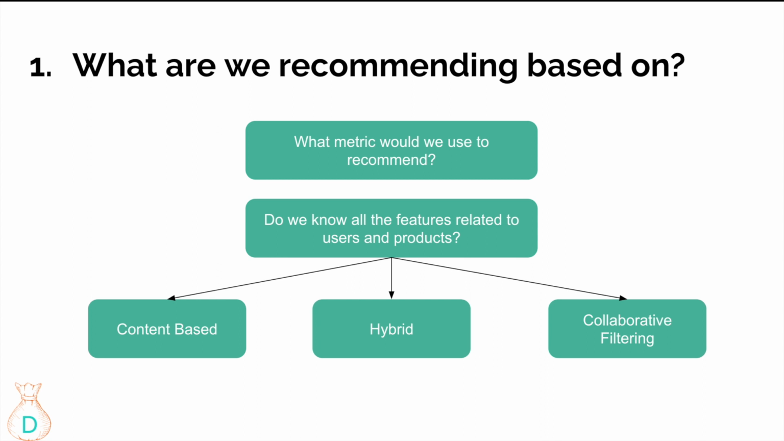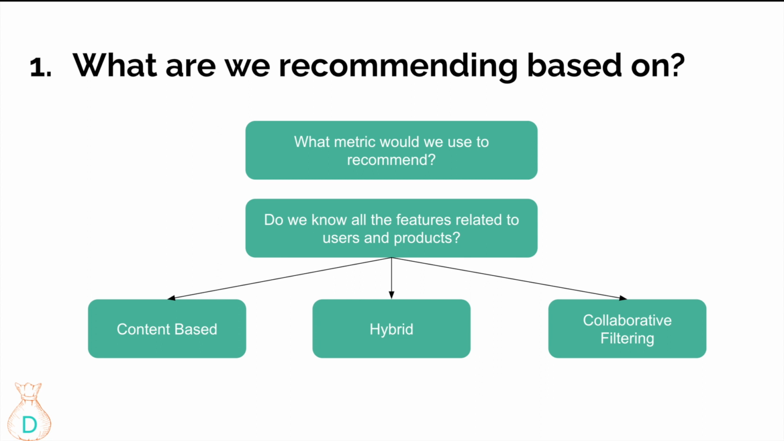The second thing is that, since we talked about different models and different ways of building a recommendation system, we need to really know whether we know all the features related to the users and products. We have to make sure that we know all the features very well, because if we have certain biases towards the users, or make certain assumptions about users or products, the recommendation system can end up being really biased.